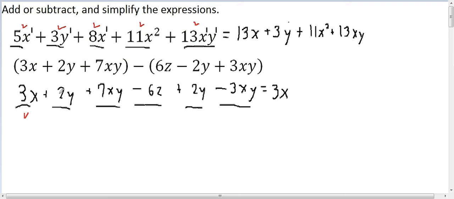Next we have 2y, and this term has y, but also has x, so we can't combine these two. This term also has y, so we can combine this and this term together. This has x, but the other two terms don't have y. So the only two terms that we can combine together are this 2y here and this 2y here. So we combine them together and we get 4y.